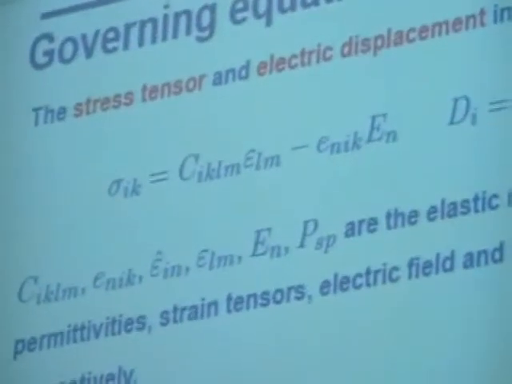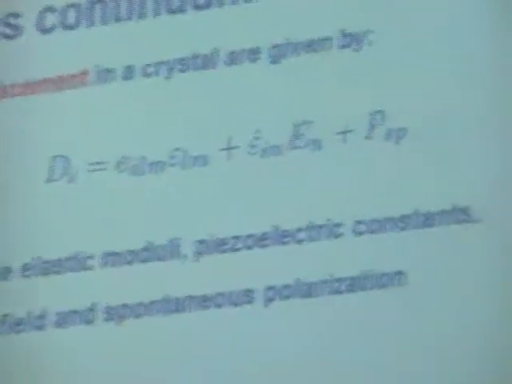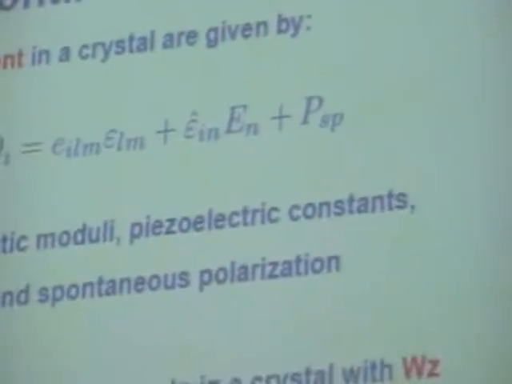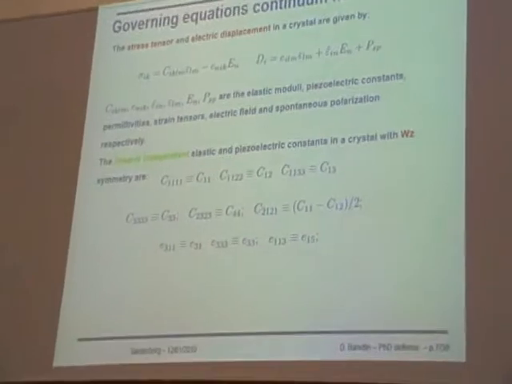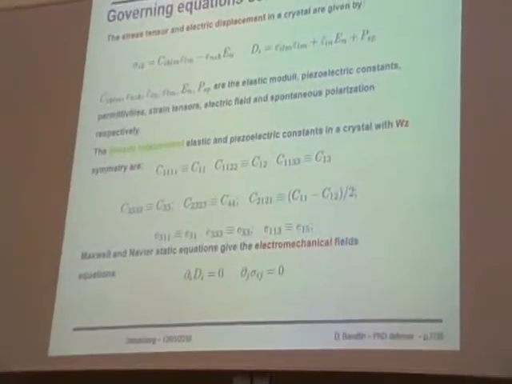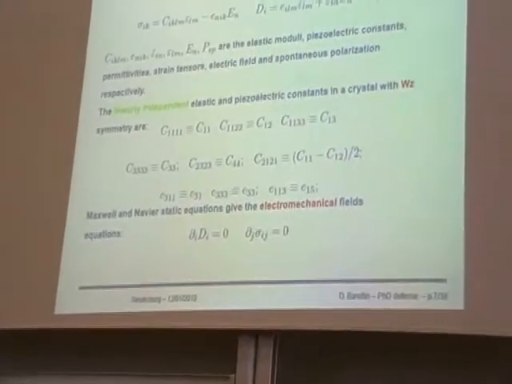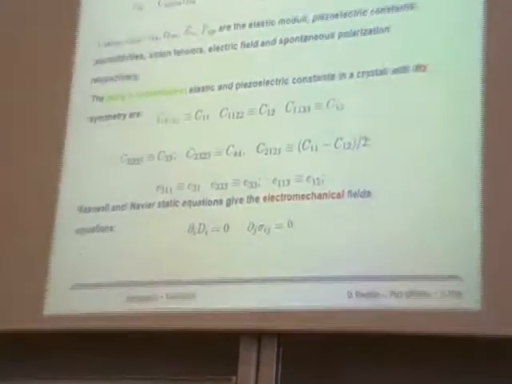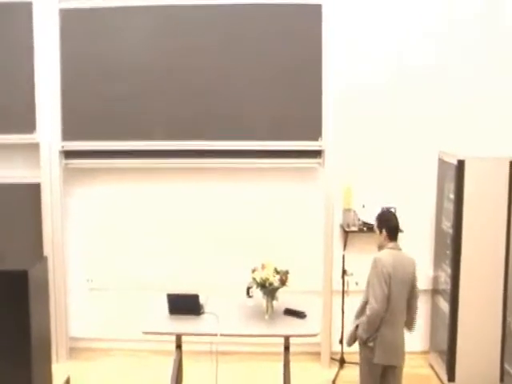In the case of the wurtzite structure, we have a few linearly independent constants, and these are the ones that we have. Using these constants and the relationships, we can write down the governing equations for the electromechanical field. So basically, the Maxwell and the Navier equations. What we have is a set of four coupled differential equations that we want to solve to calculate the electromechanical field.